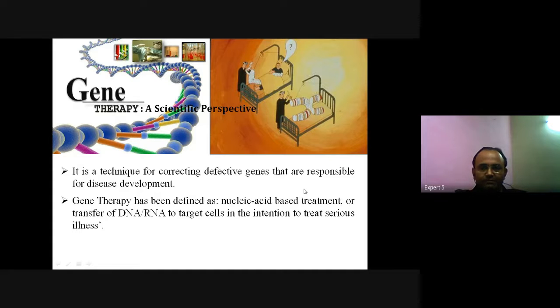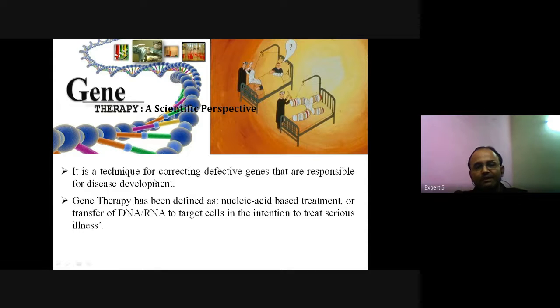Another method in the medical field is gene therapy. Another application of genetic engineering is gene therapy in the medical field. Generally, gene therapy is a technique to treat genetic disorders, meaning it is used to treat genetic disorders.